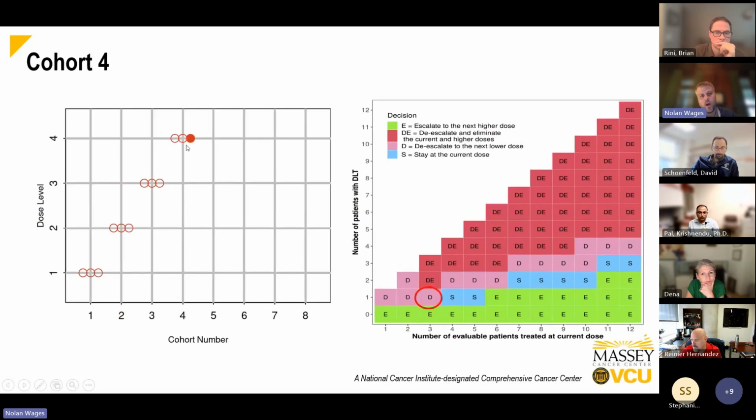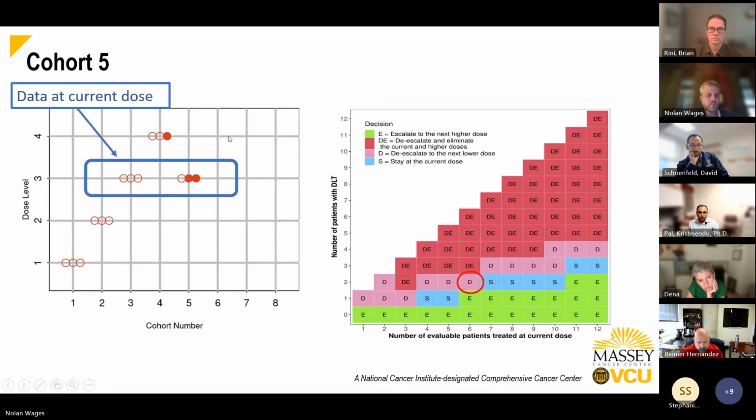Here I have 1 out of 3 on dose level 4, targeting 25%. If I observe a 33% rate, that's above the upper bound of that interval we looked at on the flow chart. So I'm going to de-escalate the dose and go back to dose level 3. So you can see I have 3 patients here, 1 DLT tells me to de-escalate.